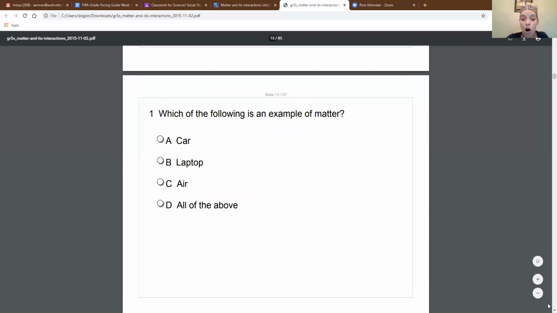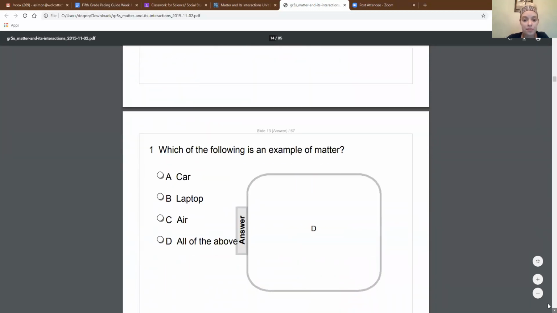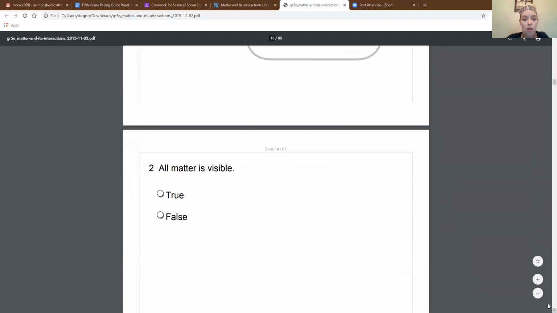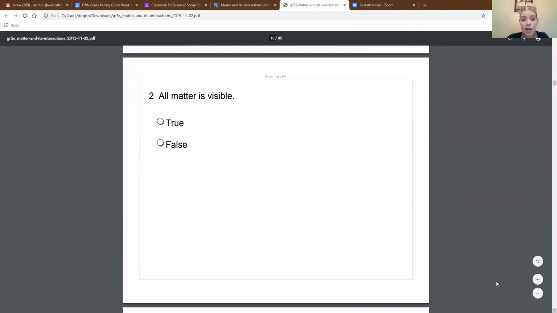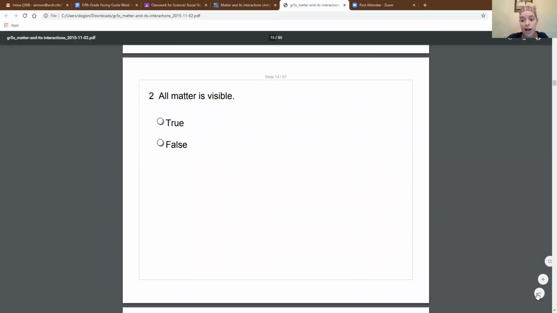So if you answered all of the above, you are correct, okay? Some of you might have thought to say air, but remember, air is even matter, even if you can't see it, because it still takes up space and it has mass. All matter is visible, meaning all matter you can see, true or false. Okay, well, that one we just went over. That's going to be false, okay?